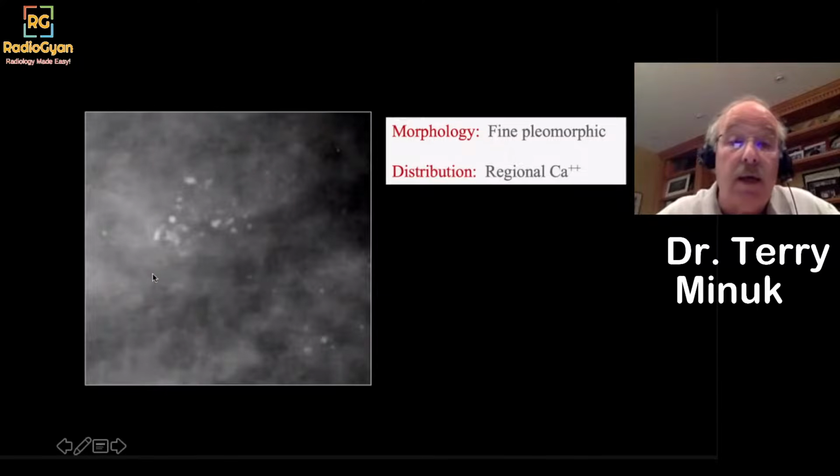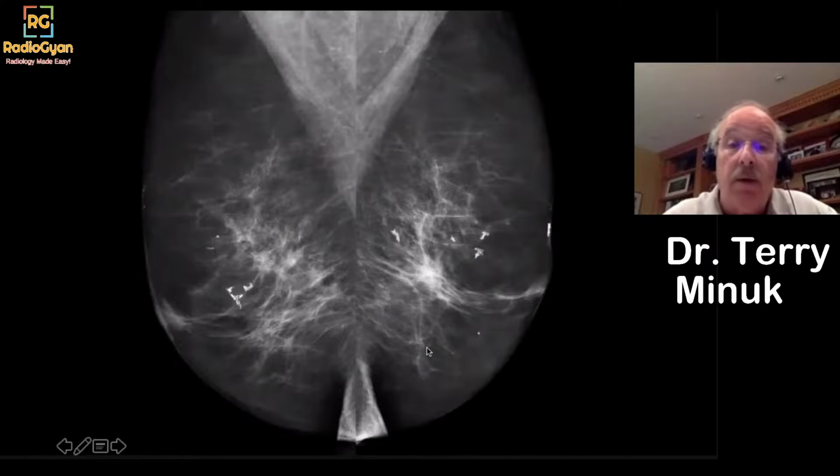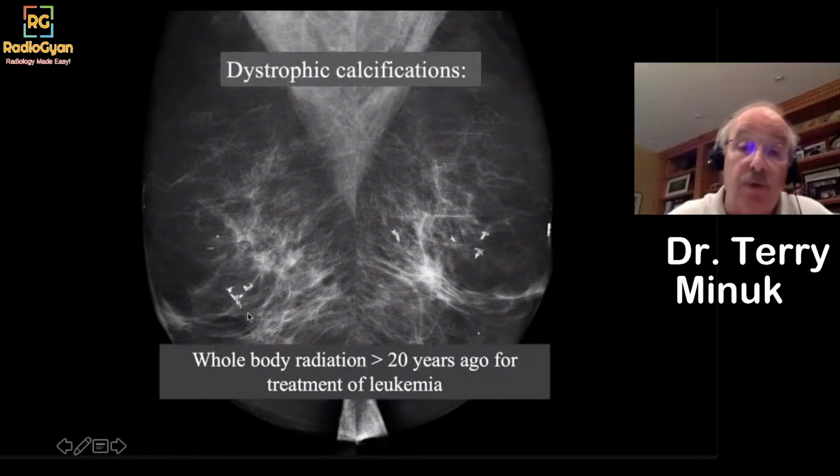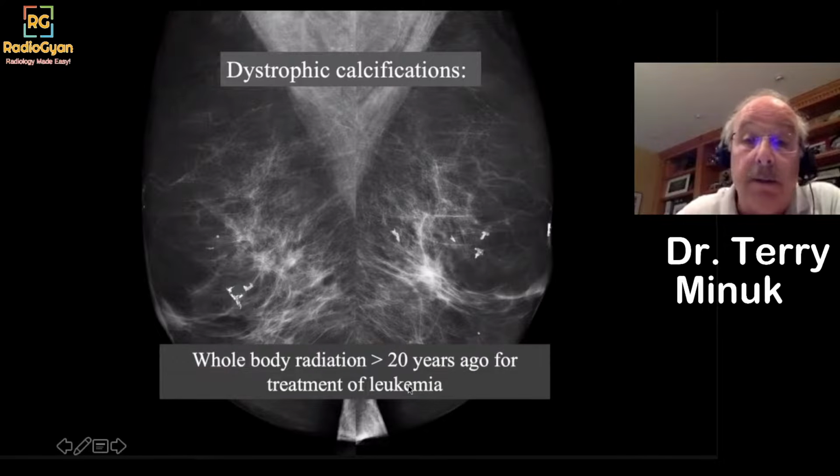Again, just another case of pleomorphic calcification. Some are coarse, some are fine, and this is DCIS. Now, this is coarse, chunky calcifications. This is a patient who has dystrophic calcifications. She had whole body radiation when she was younger for leukemia and got dystrophic calcifications. Her breasts are both incredibly distorted related to that prior radiation.